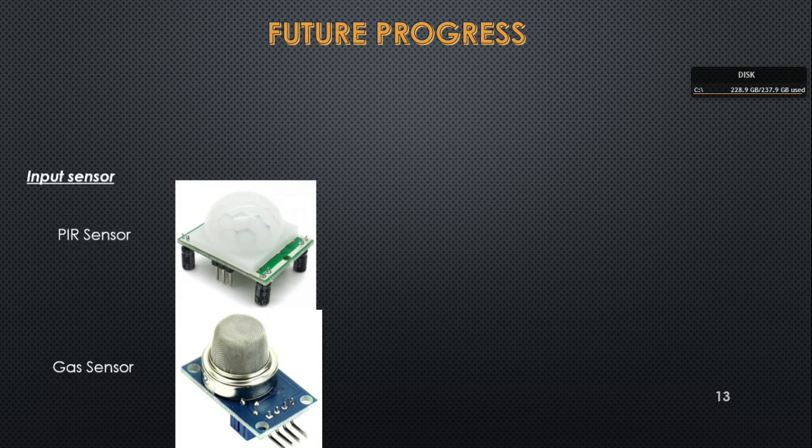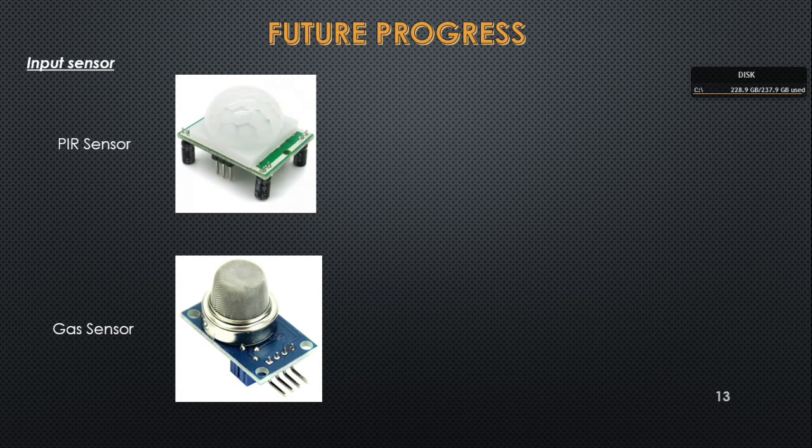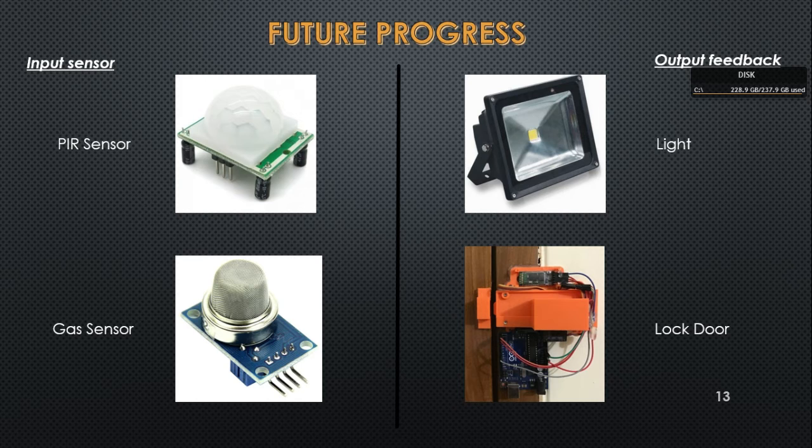Okay, let's move to the last part. My future progress. I will add a PIR sensor and gas sensor as input. At the output feedback, I will add a lamp and door lock.